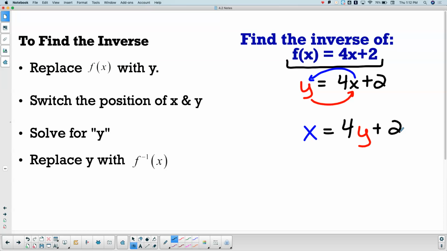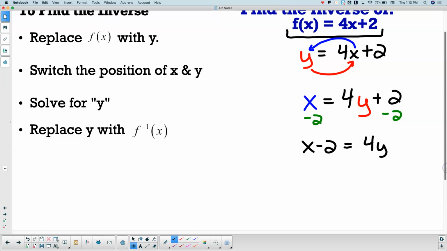Change from function notation back into y equals notation. Switch your x and your y. Then now we're going to solve for y. Well, how would I solve this equation for y? Subtract 2 first. It's going to give me x minus 2 equals 4y. Divide each side by 4. That's going to give me x minus 2 over 4 equals y.